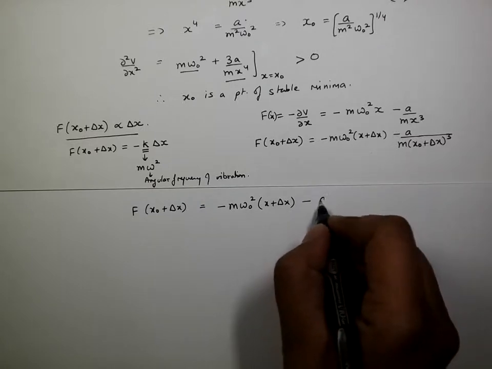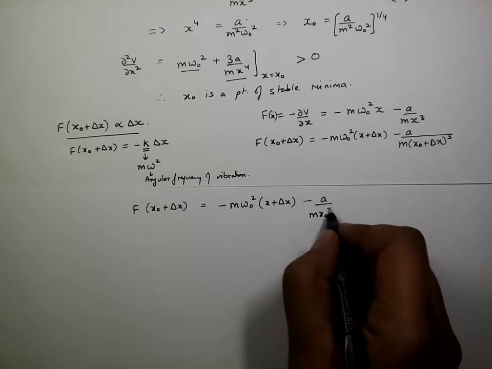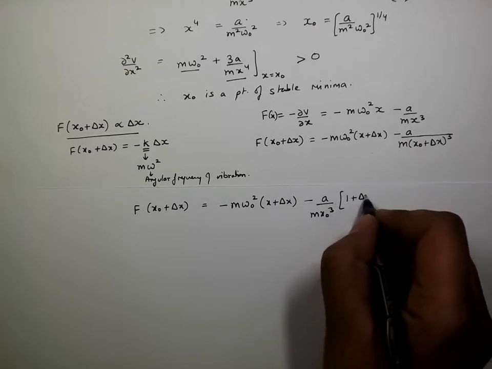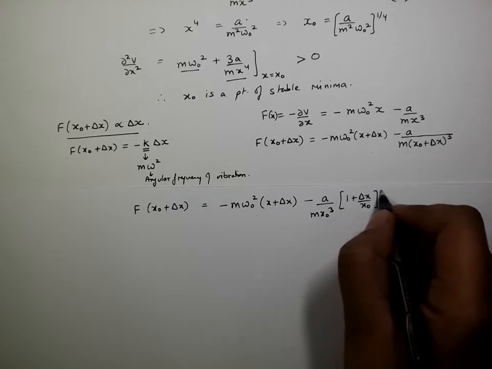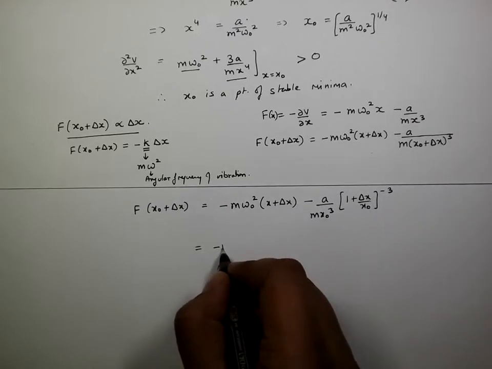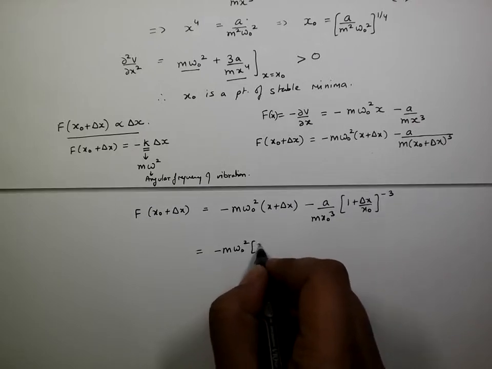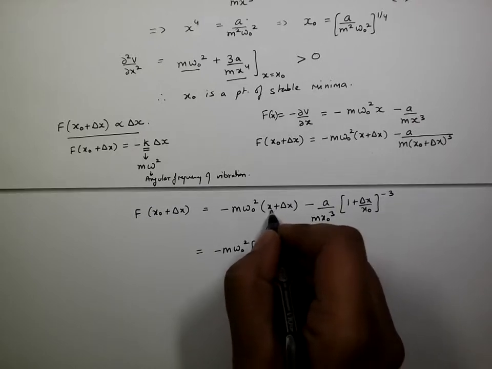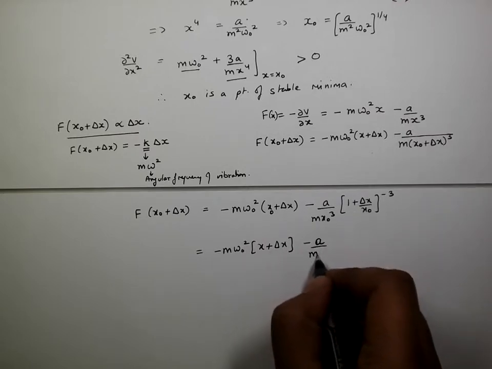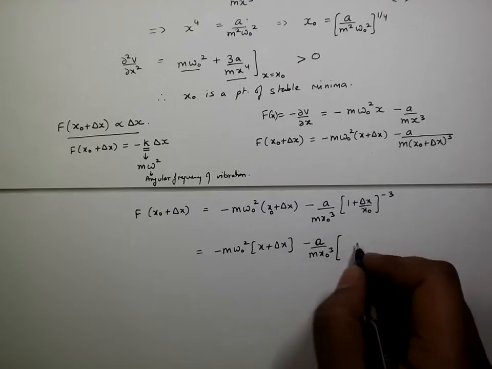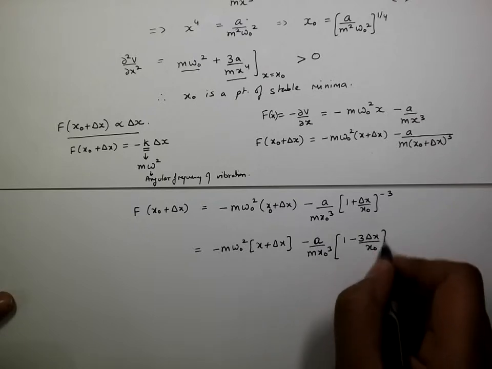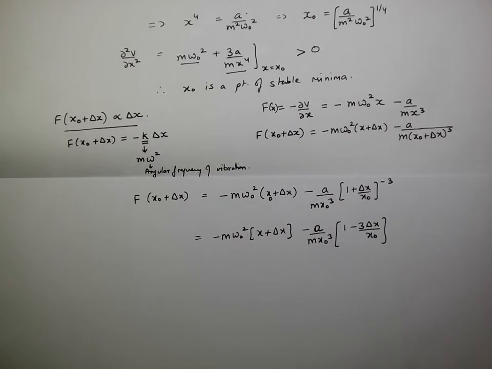So I can write minus a upon m x naught cube, and this will be 1 plus delta x by x naught raised to the power minus 3. Now I can use binomial expansion here. So this is minus m omega naught square (x naught plus delta x) minus a upon m x naught cube, times 1 minus 3 delta x by x naught.